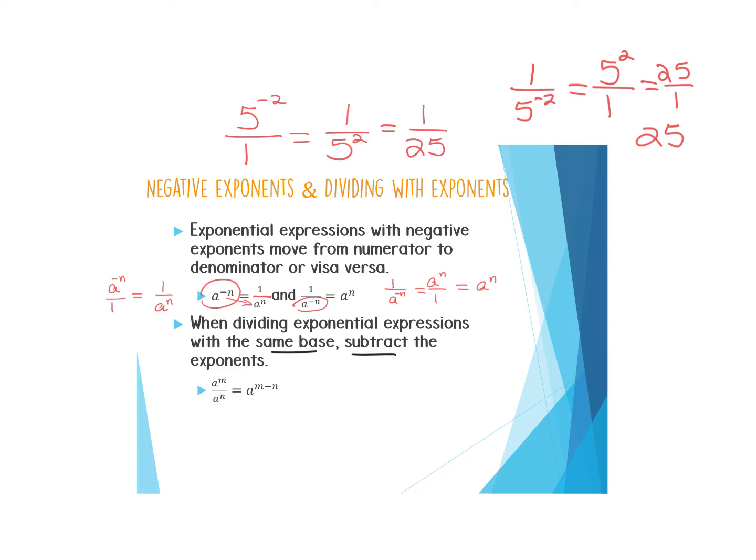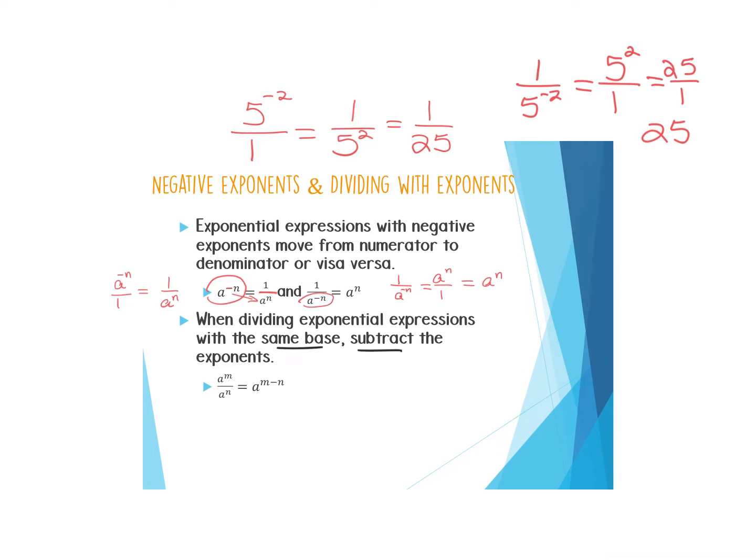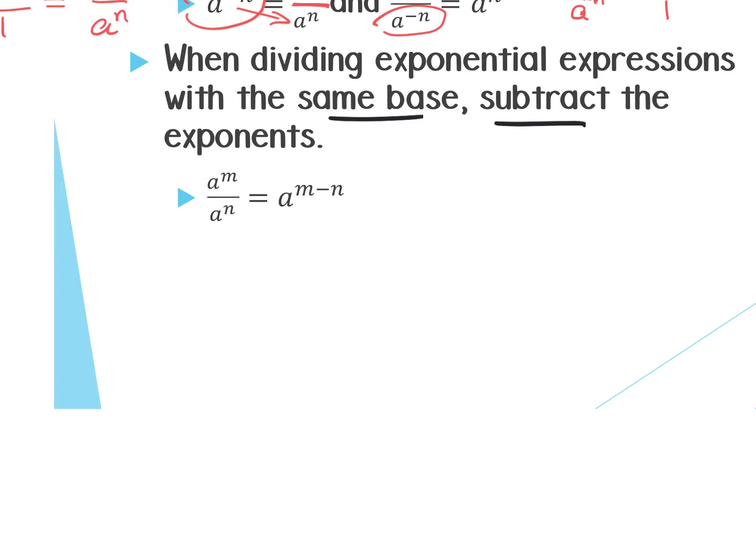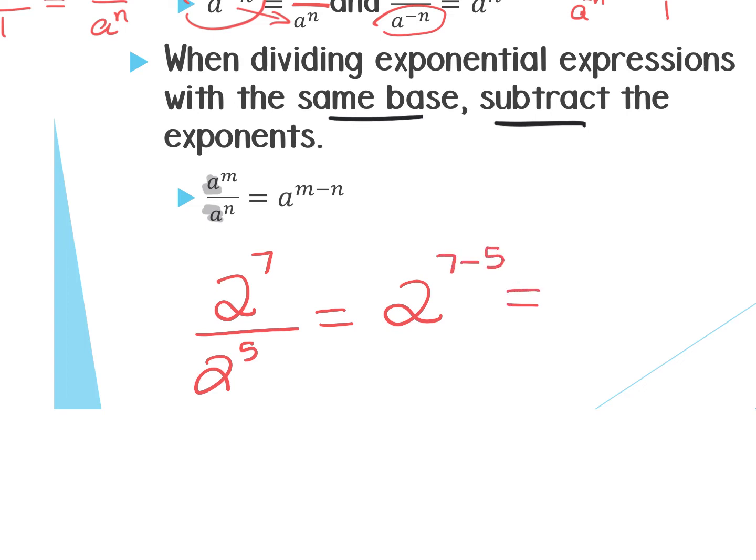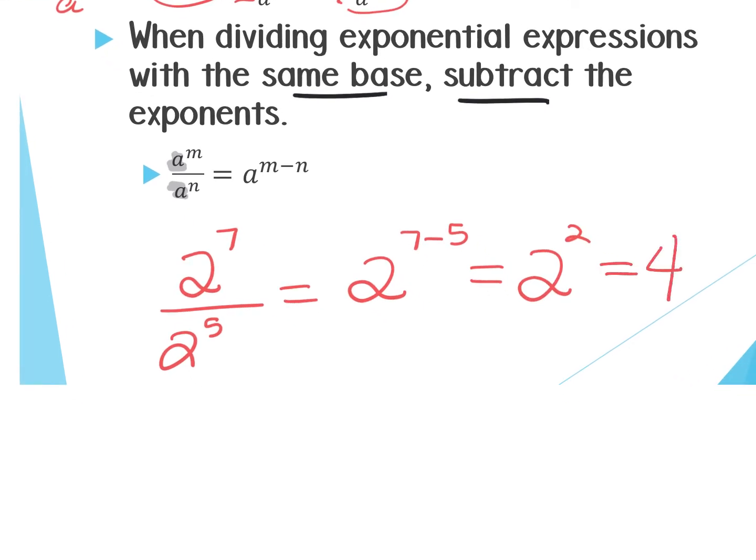Now, on to the division. When we have a division problem, and the base is the same, all we do is take the powers and subtract them. Let's take a look at it with some numbers. Let's say it's 2 to the 7th divided by 2 to the 5th. I'm going to go ahead and subtract. Do not divide the 2's. The 2, the base, stays the same, and then you subtract the powers. This becomes 7 minus 5 is 2, 2 squared, and it's 4.